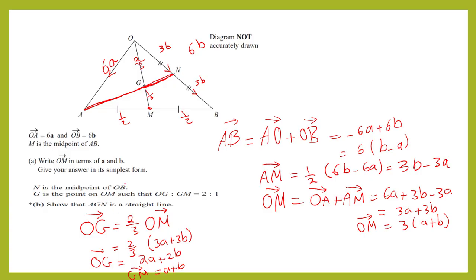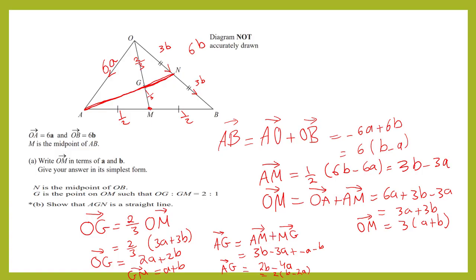Now we need to find AG then GN. To find AG, we go through AM then MG. AM we already found before, which is 3B minus 3A, plus MG. MG is the opposite because we're going up; OM goes down. So MG is negative A minus B. If we collect all of them together, it would be 2B minus 4A. This is AG. If we take a common factor, it will be 2 multiplied by (B minus 2A).